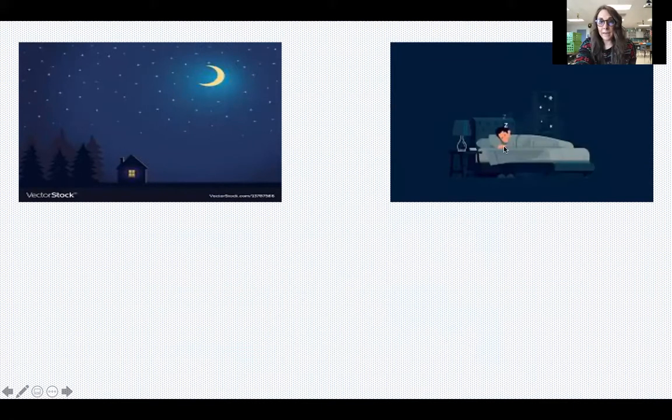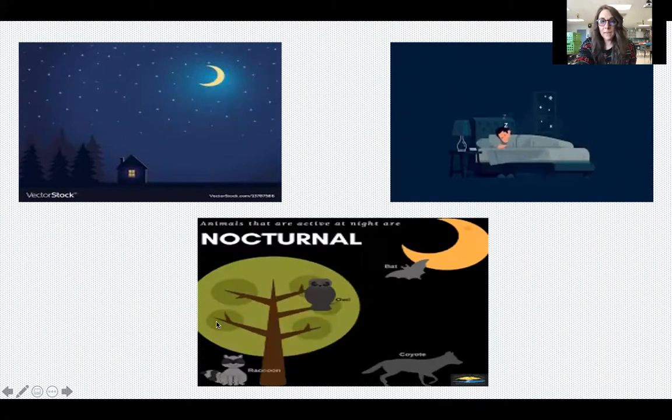Here's what I thought of. We can see the stars in the sky, and the sky is dark, and we can sometimes see the moon shining. We sleep at night. And animals that are nocturnal come out at night. So that's a big science word you may not have heard before. Nocturnal just means that they are active at night and then they sleep during the day. Some examples of nocturnal animals would be bats, owls, coyotes, raccoons. All of those are animals that sleep during the day and come out at night.